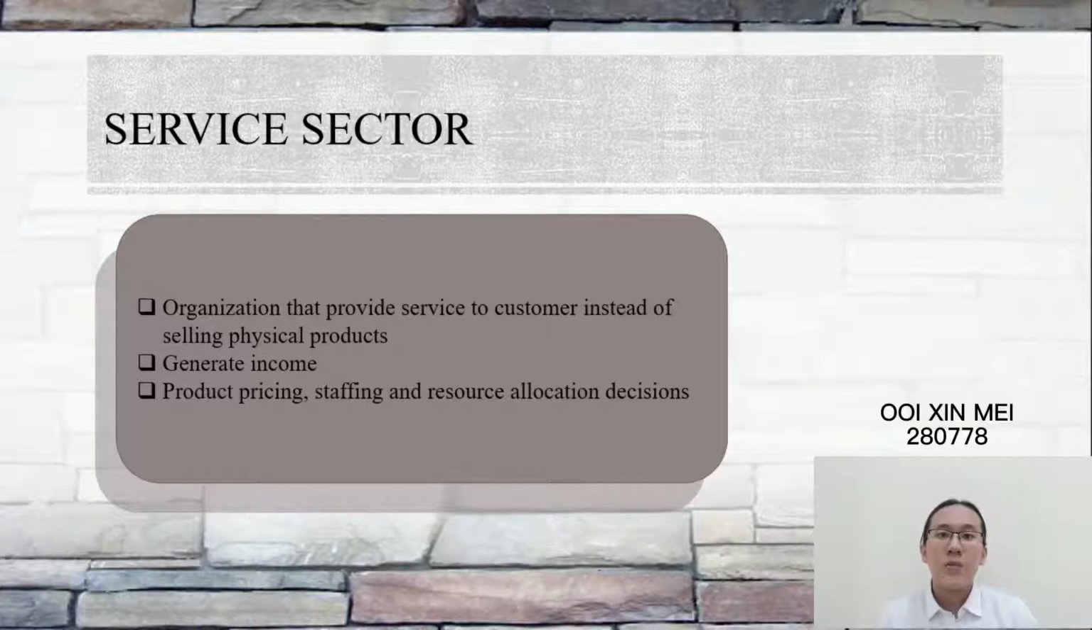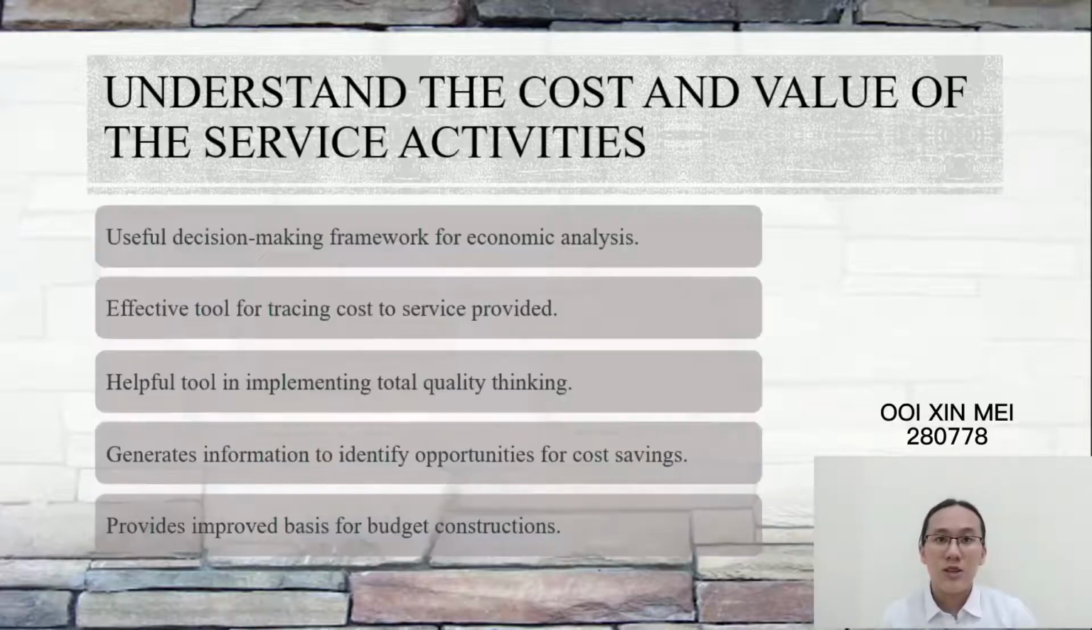Service companies are becoming more interested in costing accurately in order to make long-term strategic decisions as well as day-to-day operating decisions. Accurate costs are necessary to make product pricing, staffing, and resource allocation decisions. First of all, understanding the cost and value of the service activities is the advantage of activity-based costing in the service sector. The activity-based costing system is a useful decision-making framework for economic analysis in service sectors, particularly in the areas of planning, controlling, and decision-making.